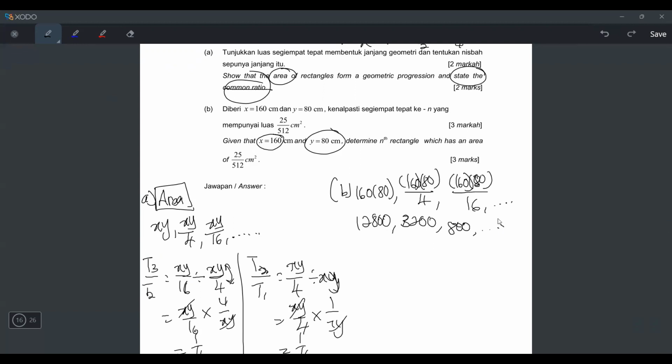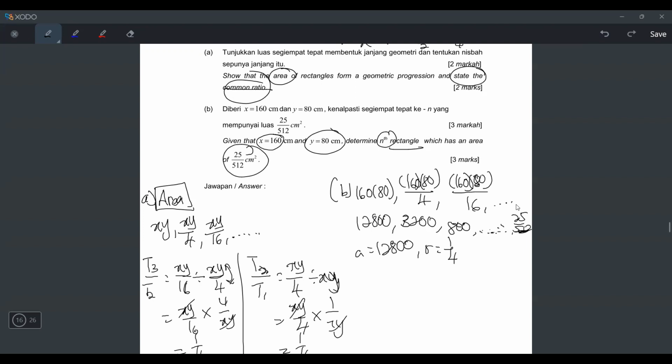Yeah. Okay, and we all know this is a geometric progression. The A is 12800 and the R is 1/4. Because every time you divide 4, divide 4. Okay, now let's read what they want. Determine the nth rectangle which has an area of 25/512 cm square. It means it will keep getting smaller and smaller. And eventually one of the rectangles will have this area, 25/512 cm square.